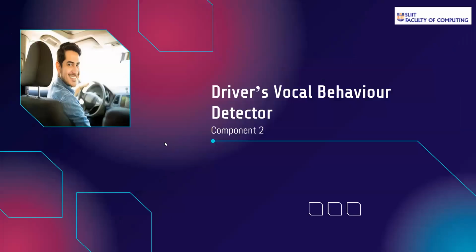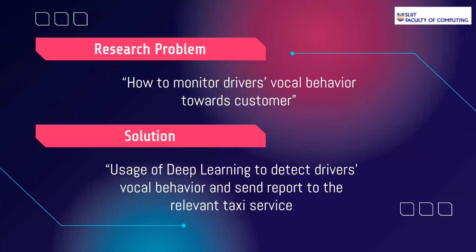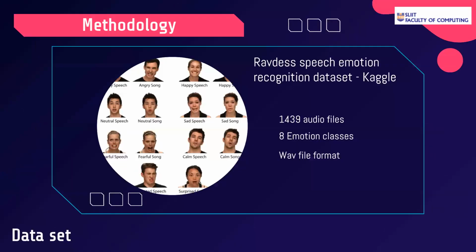Next, moving to the next component, the driver vocal behavior detector. Here we wanted to focus on how to monitor drivers' vocal behavior towards customers. There is no way for the taxi owners to track the driver's vocal behavior. They are in the office. So we came up with another approach for this, and we wanted to build a voice emotion detection model. So we used the Rauda speech emotion recognition dataset from Kaggle.